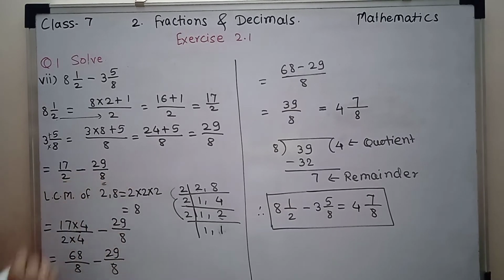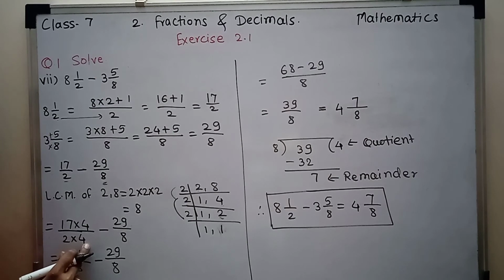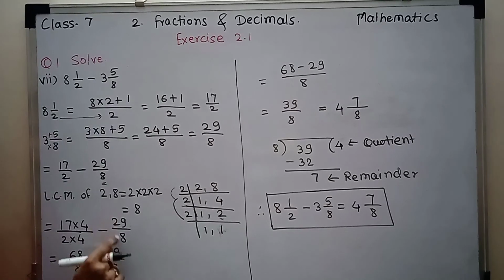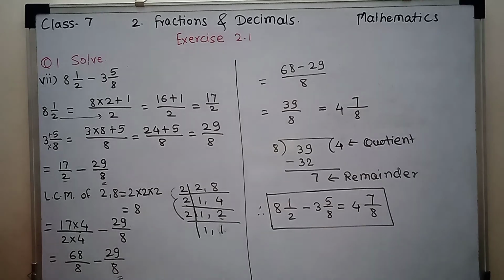Now in the second fraction 8 is already present. But in the first fraction we need to multiply the denominator by 4. As we multiply the denominator by 4, we should multiply the numerator by the same number. So 17 into 4 divided by 2 into 4. So 17 4s are 68 divided by 8 minus 29 divided by 8 will appear as it is. Why? Because it is already 8 over here.